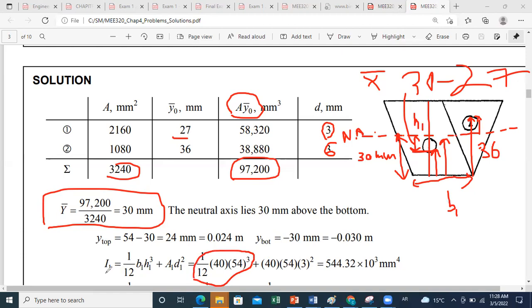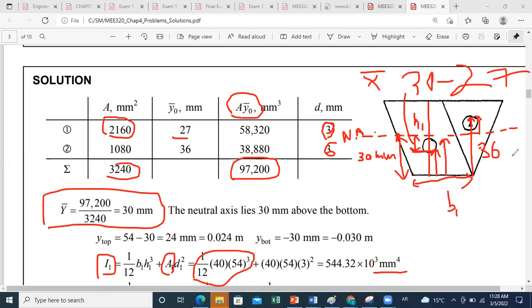Now, since you are interested into getting the inertia about the neutral axis, you will apply the parallel axis theorem. So you should add plus the area of the parallelogram, which is 2160, times the distance D between the two axes, which is 3 square. And then, because all your dimensions are in millimeter, you will get your inertia in millimeter to the power 4.